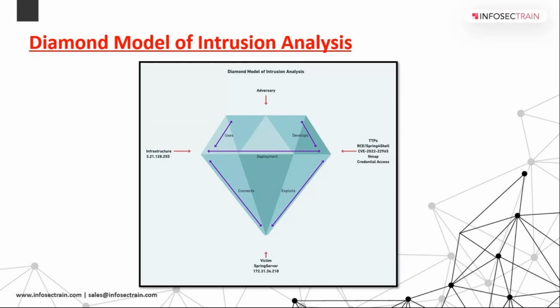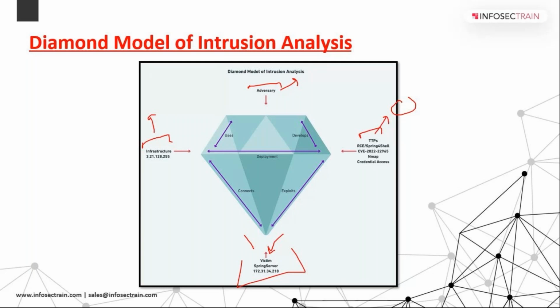This diamond model, as you can see, consists of four components. What are those four components? The first one is the adversary. After the adversary you have the capabilities. The TTPs come under the capabilities. Then you have the infrastructure, and this is the victim who is going to be hacked. So this is the hacker, these are his capabilities, this is the infrastructure he will be using, and this is the target which is going to be hacked. Let's understand them one by one.